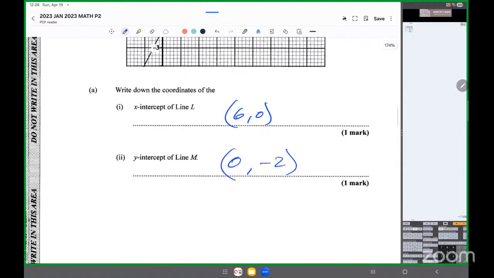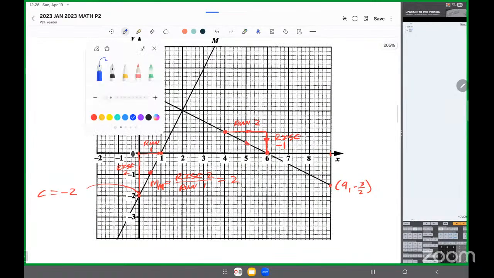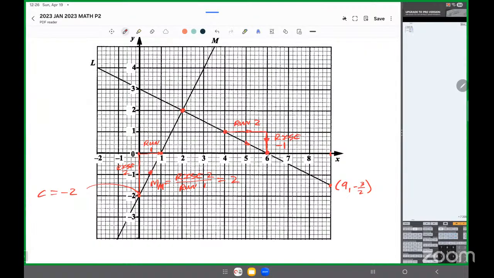Where they intersect each other. They intersect each other at this point right here. See it here? What are the coordinates at that point? 2, 2. That's the intersection.